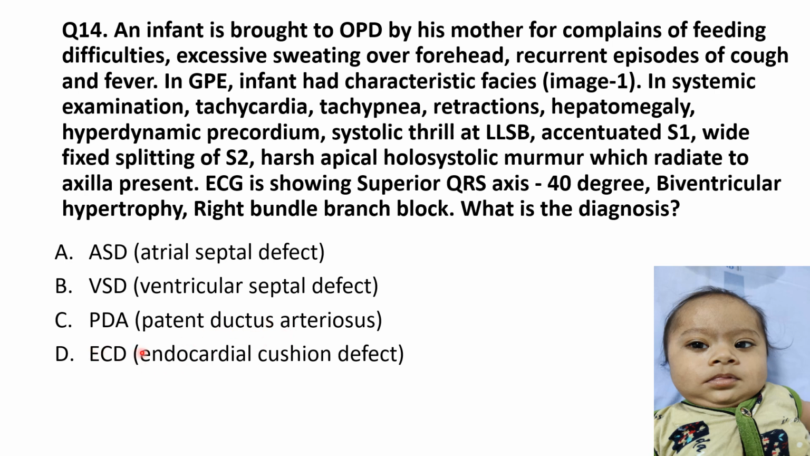Now the last option is endocardial cushion defect. What is it? It is the complete AV canal defect or sometimes partial AV canal defect. In endocardial cushion defect the patient will have ASD plus VSD plus MR or TR. So the right answer is ECD. And the most common congenital heart disease in Down syndrome is endocardial cushion defect. So according to this and the findings, this is the right answer for this MCQ.